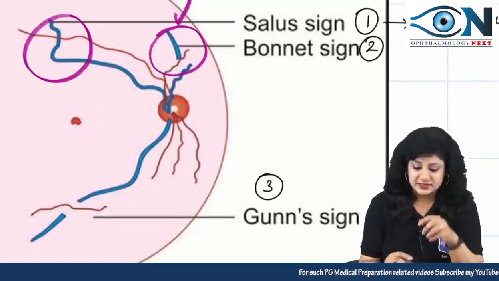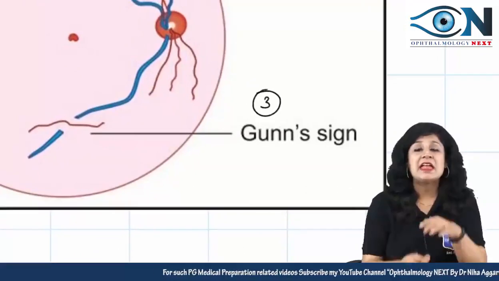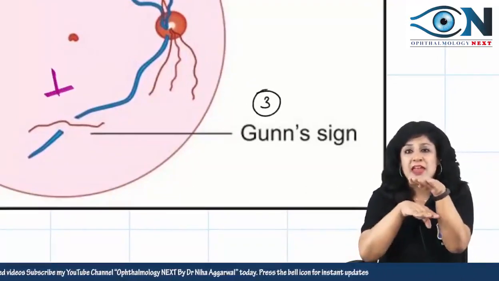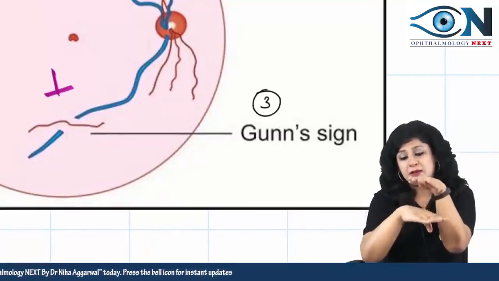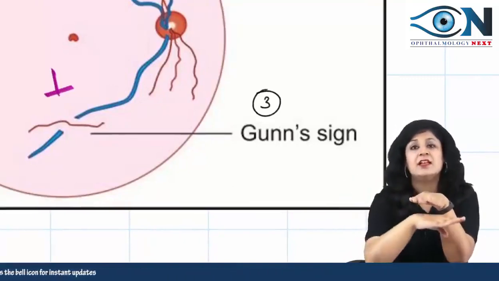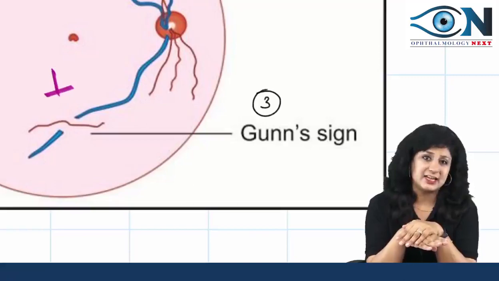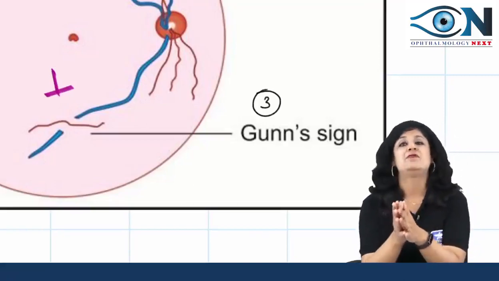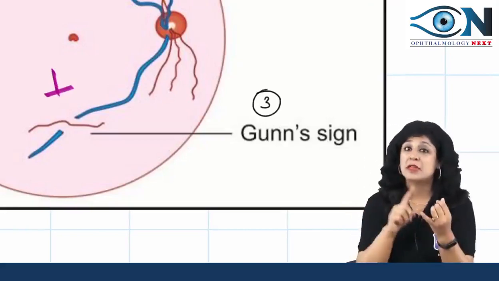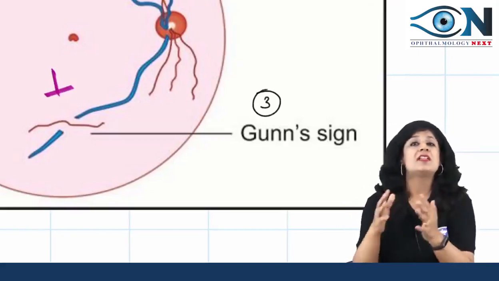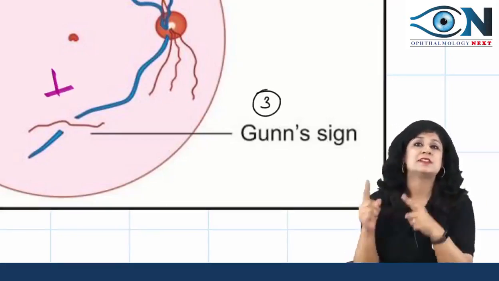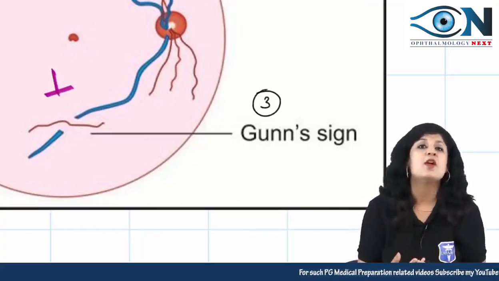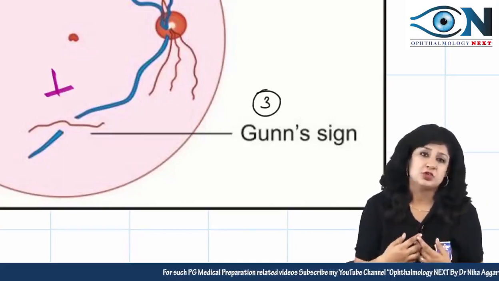And then we have the Gunn sign. So what is in the Gunn sign? It is perpendicular or right angle. So what will happen? A vein will be concealed beneath the artery. It is going beneath. This is called the Gunn sign. So we have got the Salus sign, the Bonnet sign, and the Gunn sign. What do you mean by AV crossing, and why are they different signs? Because they are present at different places. What does this reflect? We have tapering of the veins or the deflection of the veins.